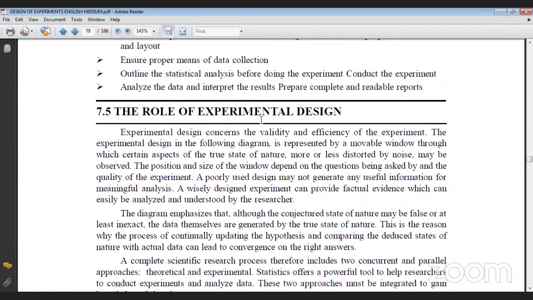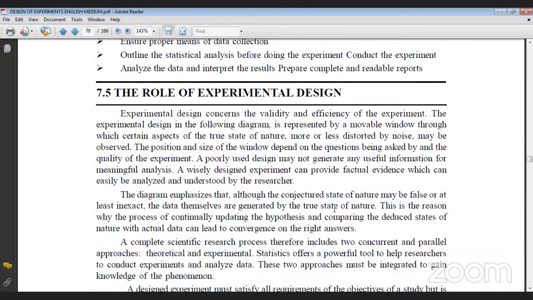The role of experimental design. Experimental design concerns the validity and efficiency of the experiment. In the following diagram, experimental design is represented by a movable window through which certain aspects of the true state of nature, more or less destroyed by noise, may be observed. The position and size of the window depend upon the questions being asked and the quality of the experiment. A poorly designed experiment may not generate any useful information for meaningful analysis. A wisely designed experiment can provide factual evidence which can easily be analyzed and understood by the researcher.